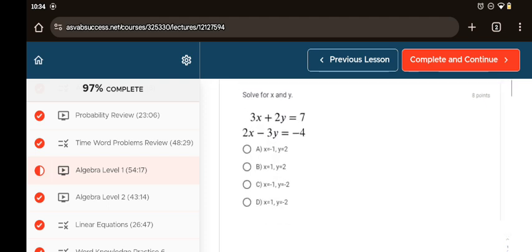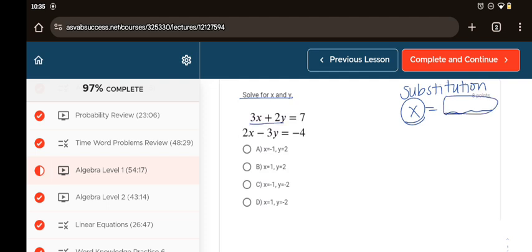Let's take a look at the next one. This question is asking us to solve for x and y, so we're solving for two unknowns. Based on the way this is set up, we can use elimination. Remember, we use substitution when there's x equals something, and we can substitute that into the other equation.